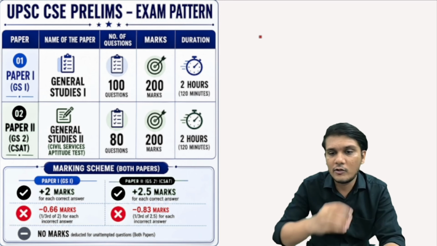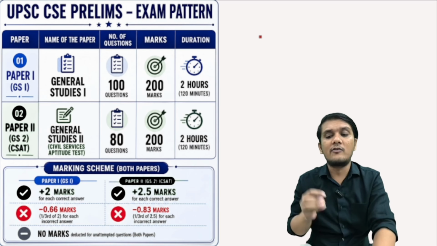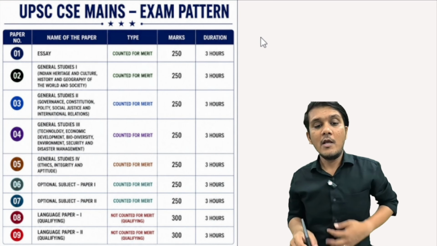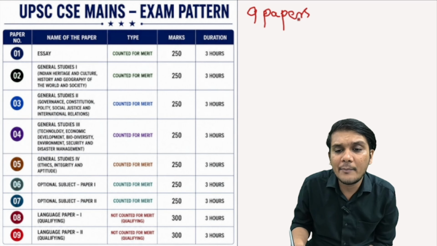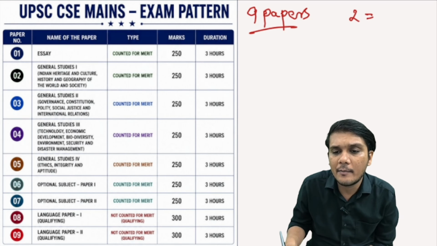Now, this was all about the prelims. Let us move on to the mains. In mains, you have a total of 9 papers. Out of 9 papers, 2 papers are basically qualifying in nature.